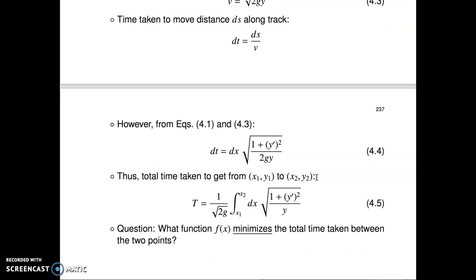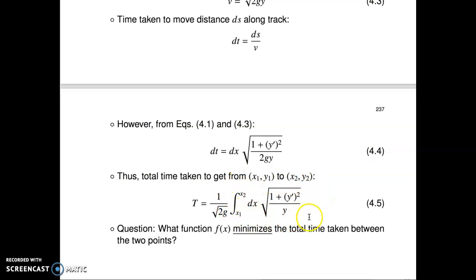And then we say, okay, how much time is it going to take to go from the origin, point number 1, to point number 2? Well, what I need to do is add up all the bits of time, dt, that it takes to go all those infinitesimal distances. I add them all up. That will give me the total time. I call that capital T. Well, adding them all up means doing an integral. And our independent variable is now x. x goes from x1 to x2.